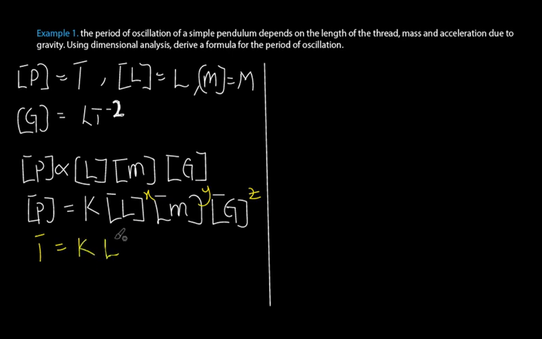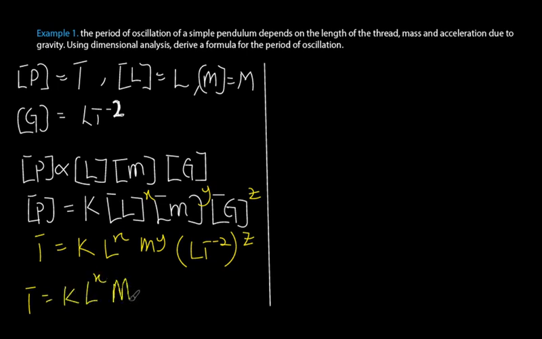Then this will be L^x, because the dimension of length is still L, that of mass is still M^y, and then that of gravity is LT^-2, then the power z. Mind you, this is the power y, so it's not m. Okay, sorry about that small writing. So we have here T is equal to k L^x M^y, then we expand this bracket, we have L^z T^-2z.